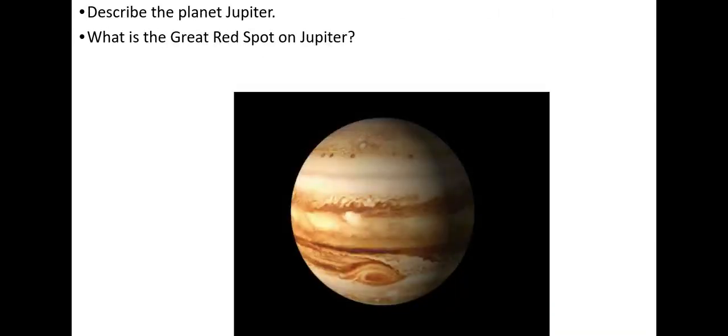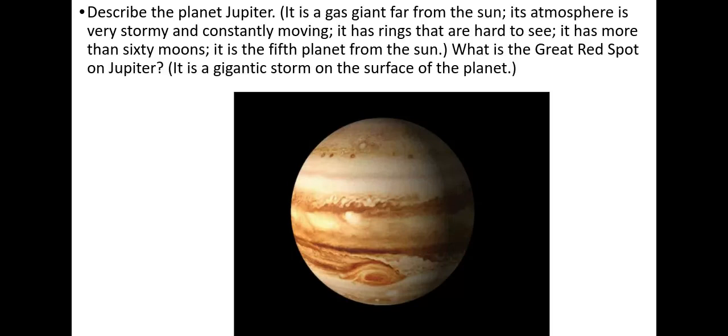Describe the planet Jupiter. What is the great red spot on Jupiter? Jupiter is a gas giant far from the Sun. Its atmosphere is very stormy and constantly moving. It has rings that are hard to see. It has more than 60 moons. It is the 5th planet from the Sun. And the red spot on Jupiter is a gigantic storm on the surface of the planet.